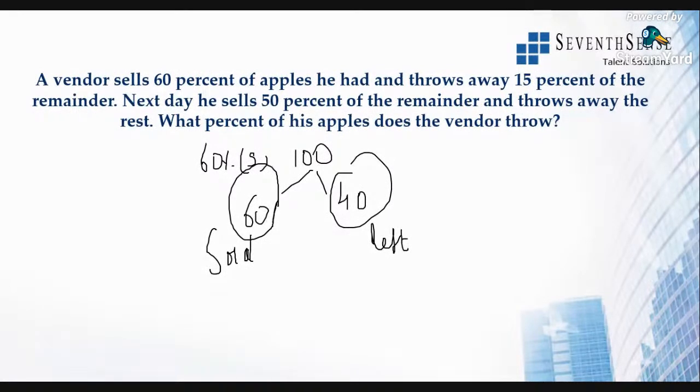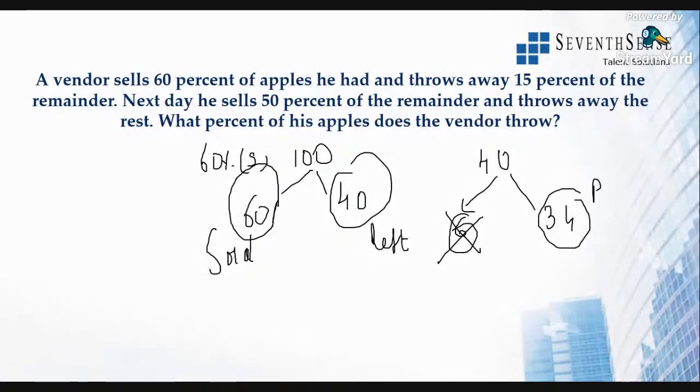Now they're telling he throws away 15% of the remainder. So left out is 40. If he throws 15% of it, 15 into 4 is 60, so he throws away 6 apples. So the remainder is 34. This is the remainder on first day. Then they're telling next day, he sells 50%. Half of 34 is 17. So the remainder is 17 apples now.